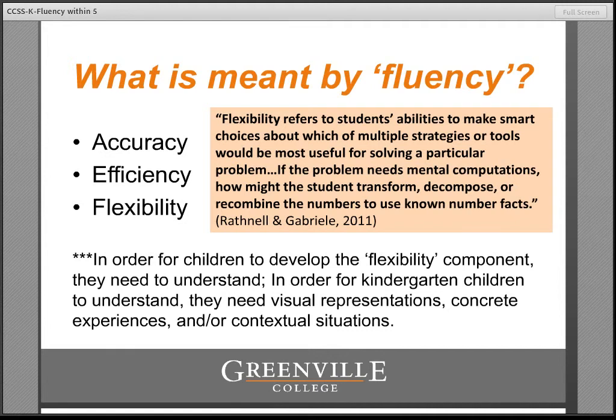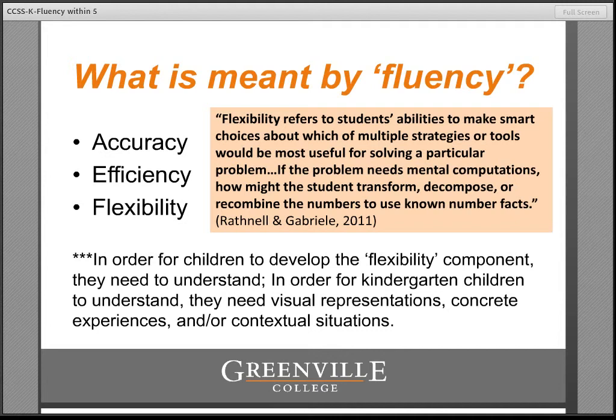So in kindergarten, it isn't enough for them to just know that when they see this numeral and that numeral and a plus sign between it means this. They really have to understand those relationships so that they can be used flexibly as well as knowing them accurately and efficiently.